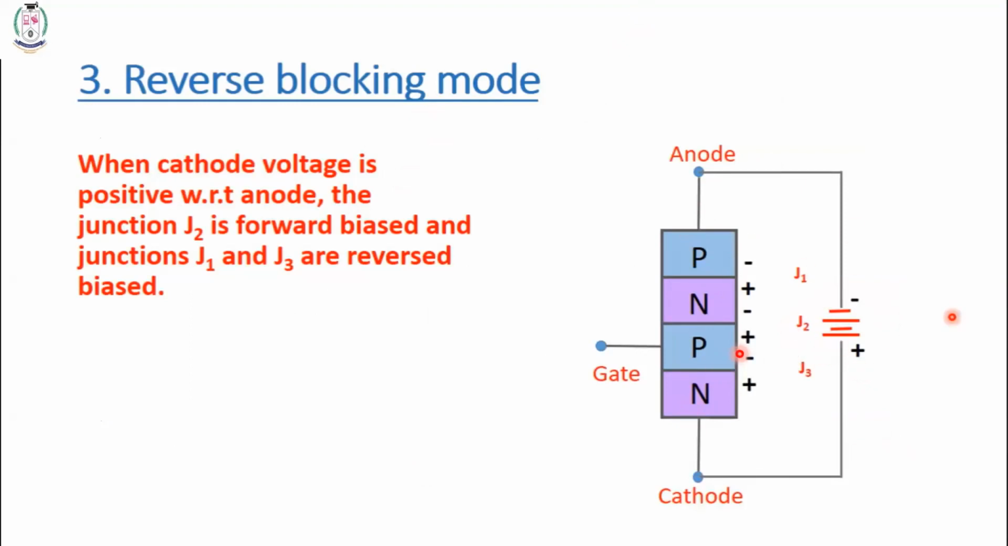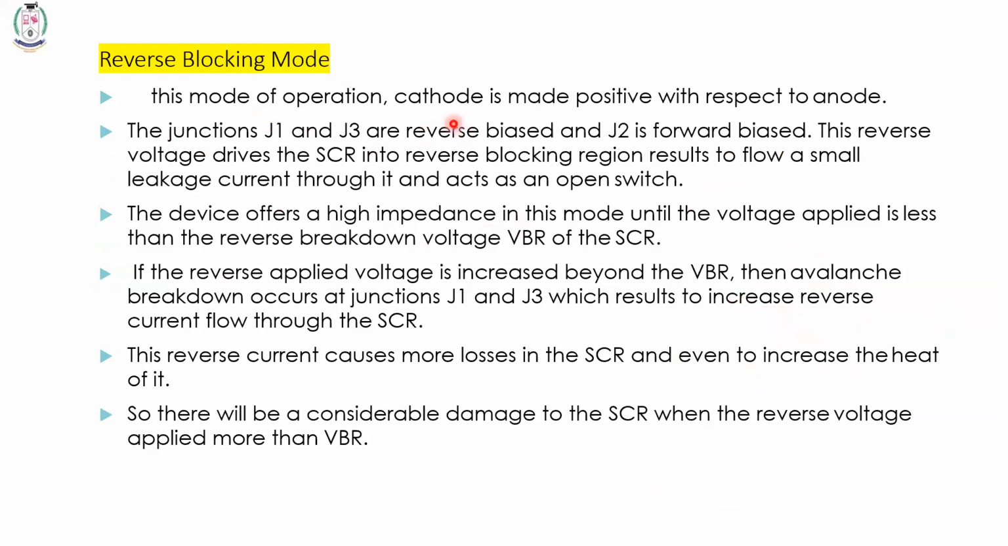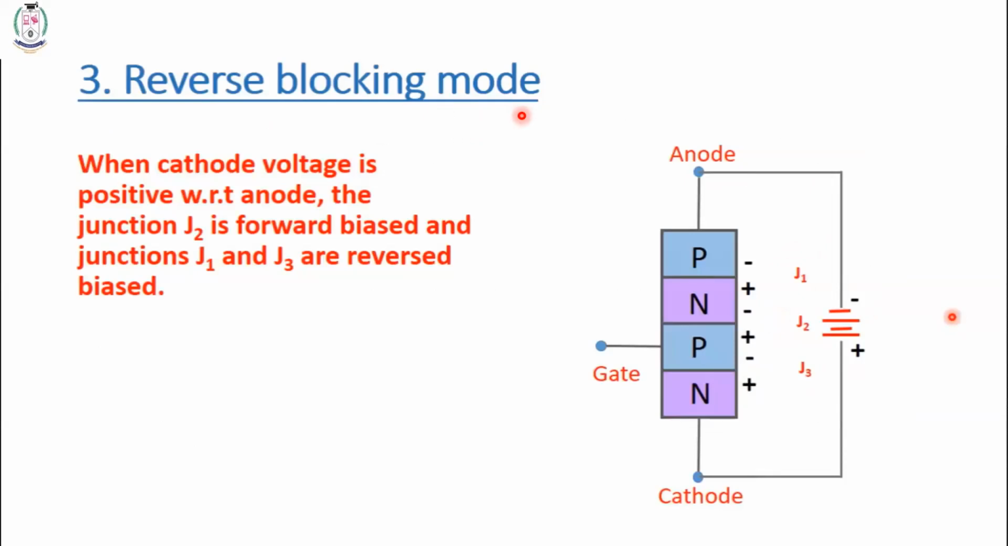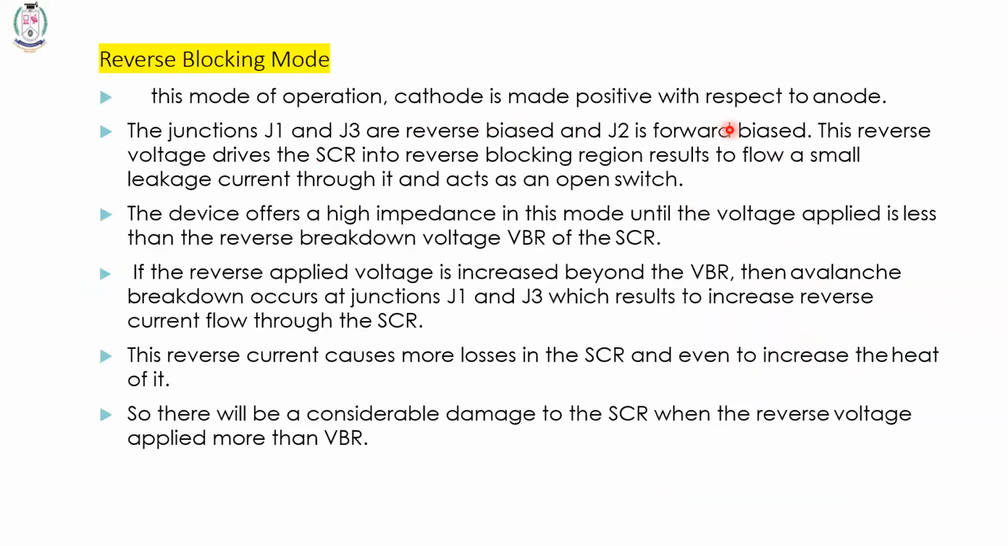In forward bias, we apply positive voltage to the anode and negative voltage to the cathode. Reverse blocking mode is similar to the reverse bias condition of the SCR as a diode. By applying the negative voltage to the anode and positive voltage to the cathode, my J1 and J3 junctions are reverse biased, but my J2 junction is forward biased. So this drives the SCR into the reverse blocking mode.